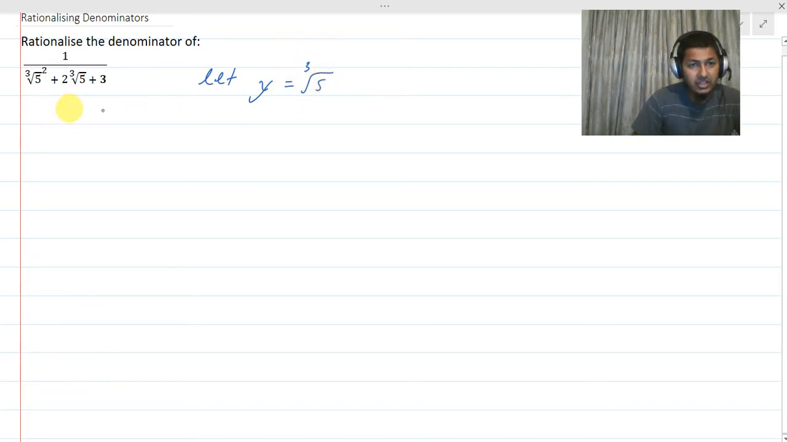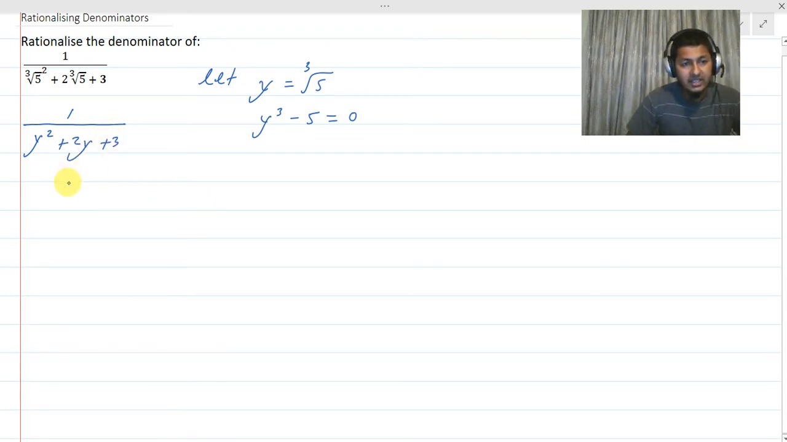So what we actually have here is gamma cubed minus 5 is equal to 0 if you cube both sides, and this expression now becomes 1 over gamma squared, because the cube root of 5 is gamma, plus 2 gamma plus 3.